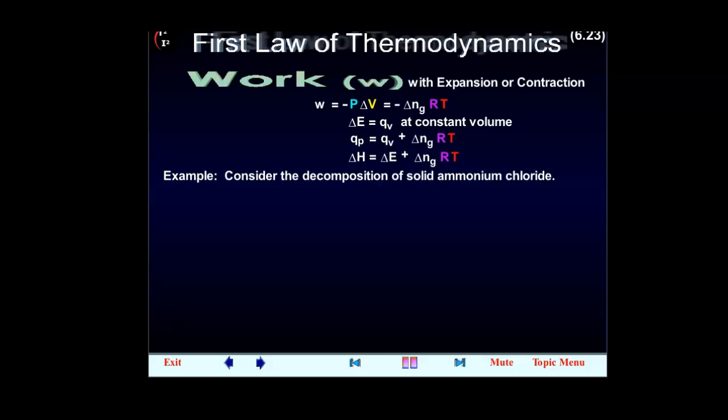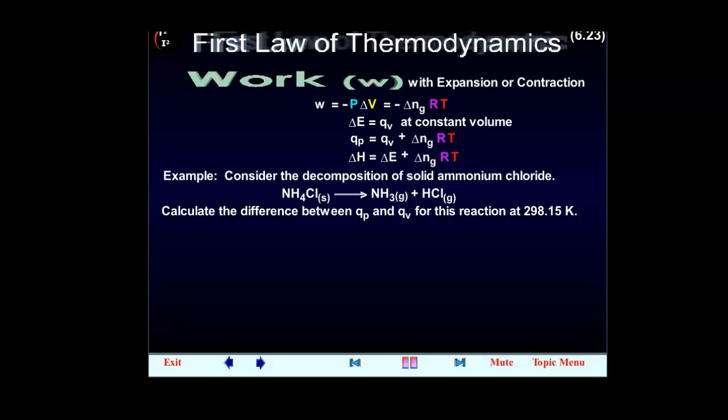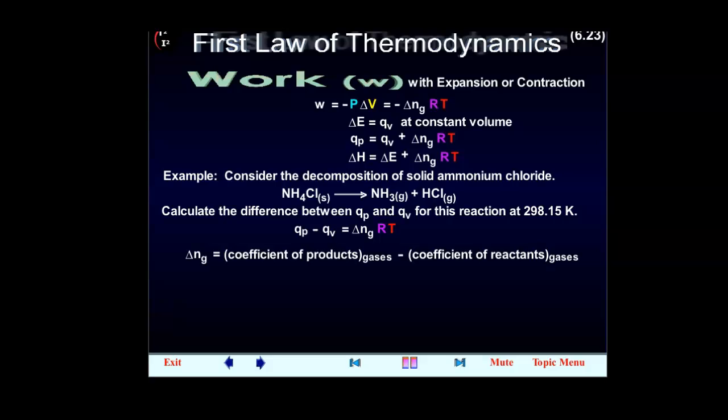Example. Consider the decomposition of solid ammonium chloride. Calculate the difference between Q sub P and Q sub V for this reaction at 298.15 Kelvin. Rearrange this equation. Q sub P minus Q sub V equals delta N sub G RT. Delta N sub G equals coefficients of products for gases minus coefficients of reactants for gases equals 2 minus 0 equals 2.